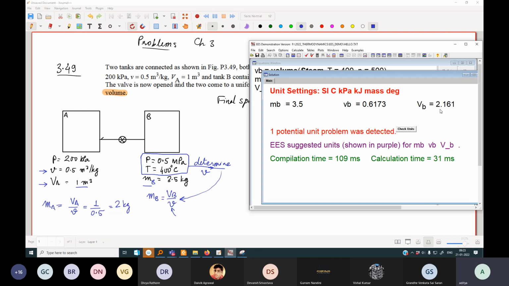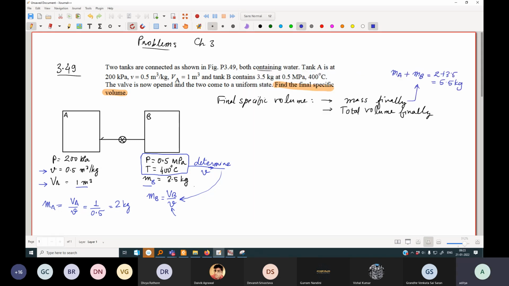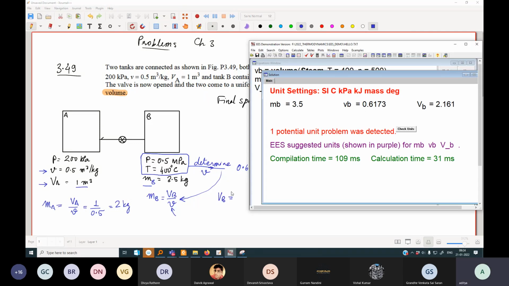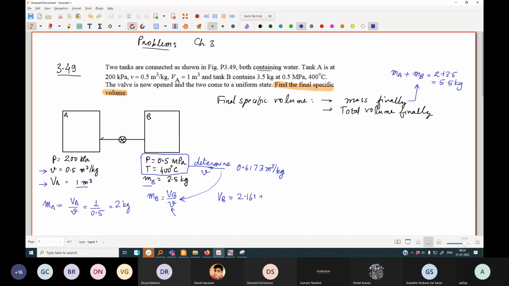Okay. So let's just write down. So vB is 0.6173 meter cube per kg, and capital VB is 2.161 meter cubed. So we have total mass, and the total volume will be equal to VA plus VB, which is 1 plus 2.161, which is 3.161 meter cube.